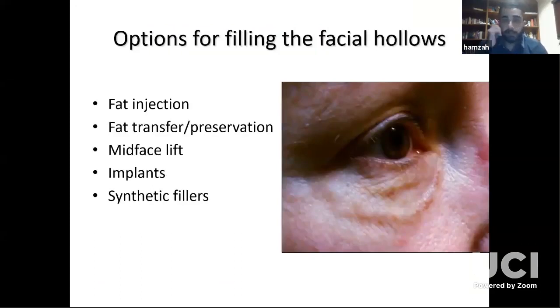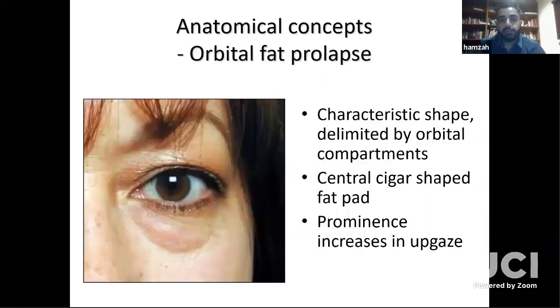So the question now: what are the options for filling these facial hollows, and should you fill or remove volume? There are many different techniques that can be used: fat injection, fat transfer preservation, lifting the midface, putting implants in the midface, and the use of synthetic fillers, which has become popular now. But I'm going to concentrate on the surgical concepts here. There are a few anatomical considerations to take into play. One is the orbital fat prolapse.